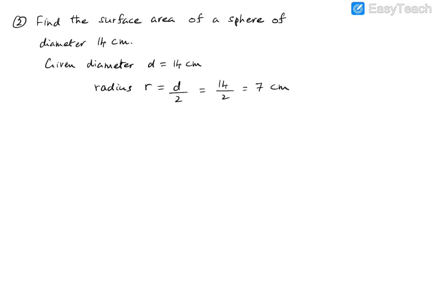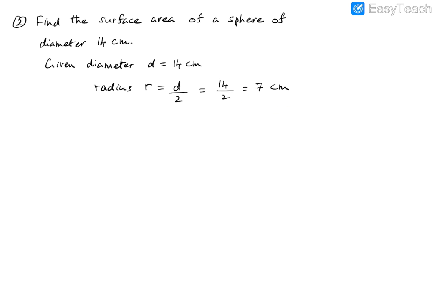Let's do another example where instead of the radius we are given the diameter of the sphere. So we know that the diameter is 2 times the radius, or conversely the radius is the diameter divided by 2. We are given the diameter of the sphere to be 14 centimeters in this case. So radius is half the diameter, so it's d by 2, that's 14 by 2. So we get the radius as 7 centimeters.